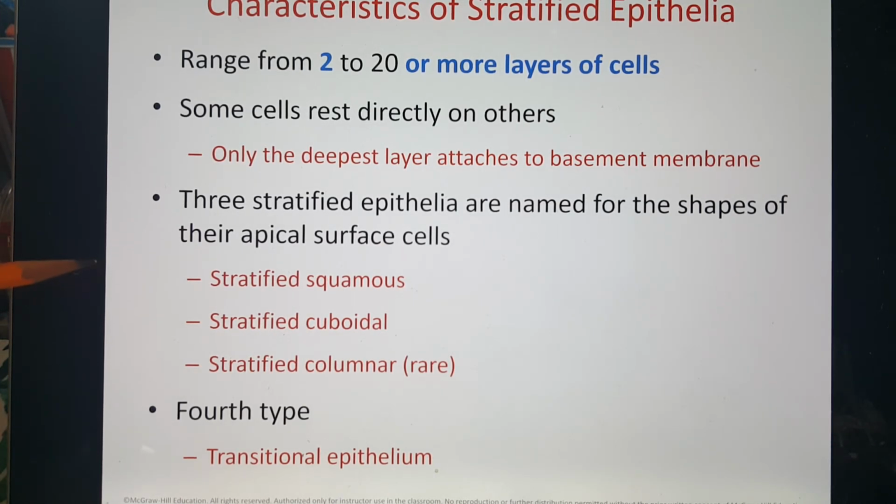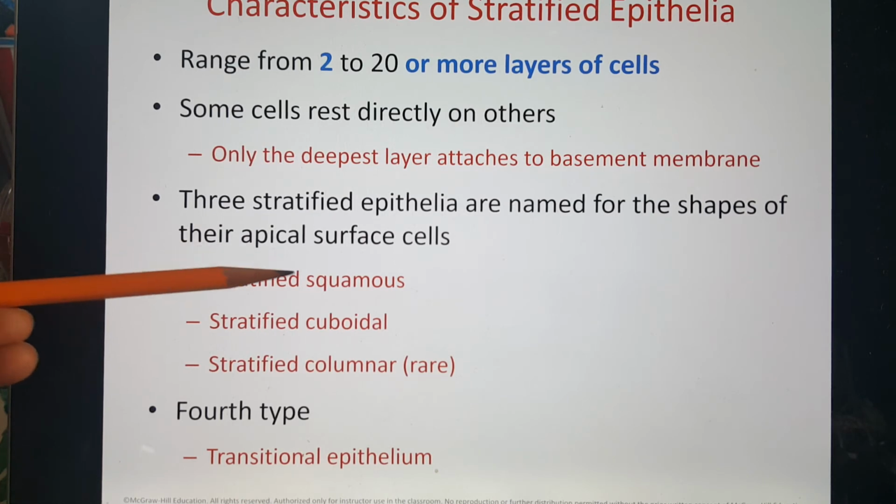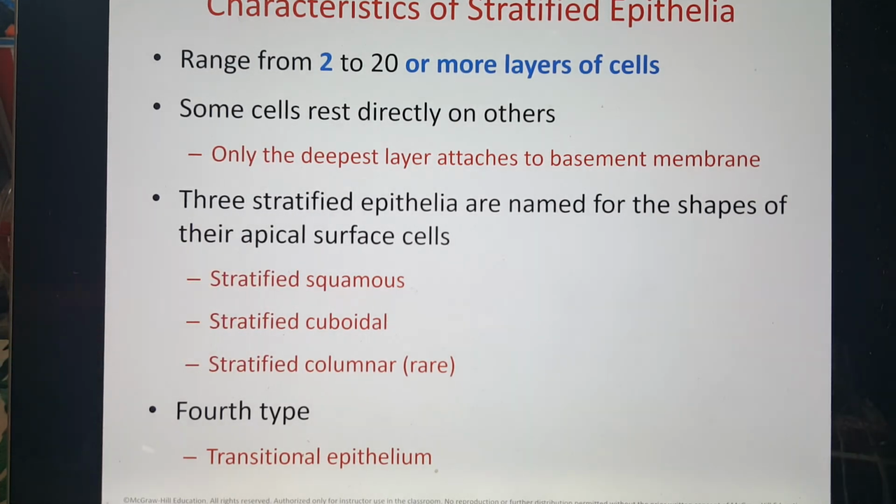Same thing like our simple epithelial. It's based off of our shape of cells for our different subcategories. And then we have a fourth type, which is kind of cool. Okay, let's get our fourth type being the transitional epithelial.